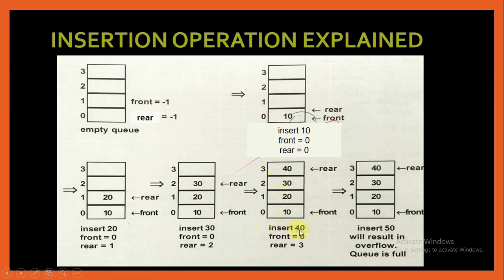Now if we take one more insertion operation, suppose I want to insert 40. Again rear will be incremented. Initially rear was 2. Now rear will become 3 and 40 is inserted at this position, and front still remains the same. Now you can see the queue is full. And if I try to insert one more element, suppose 50, it will result in overflow because my queue is full.